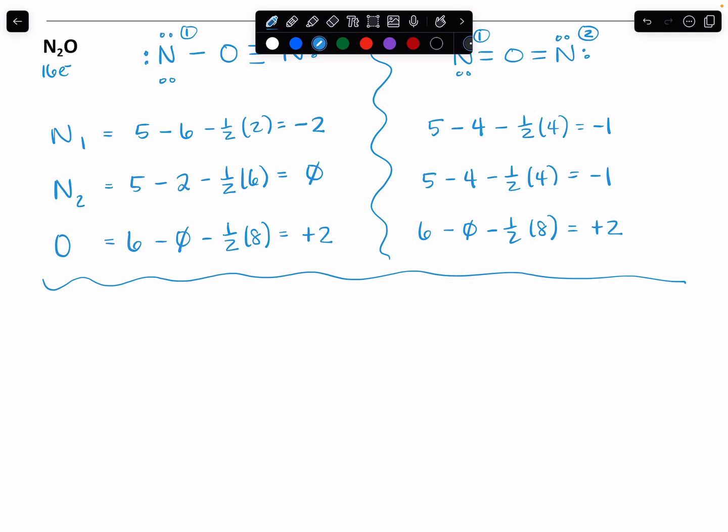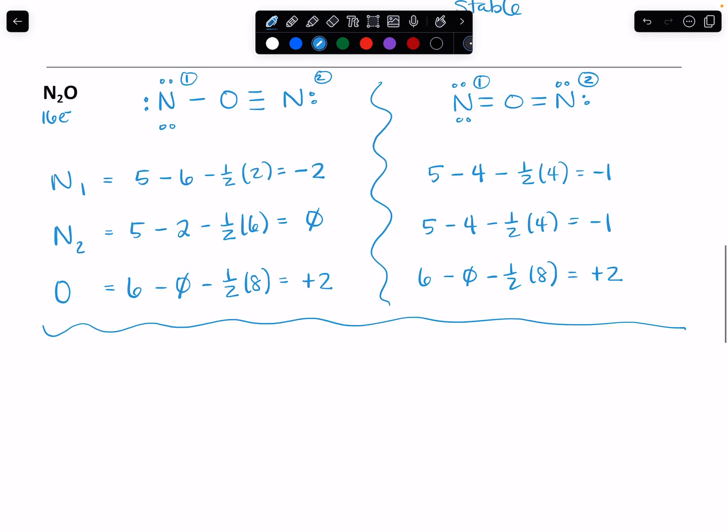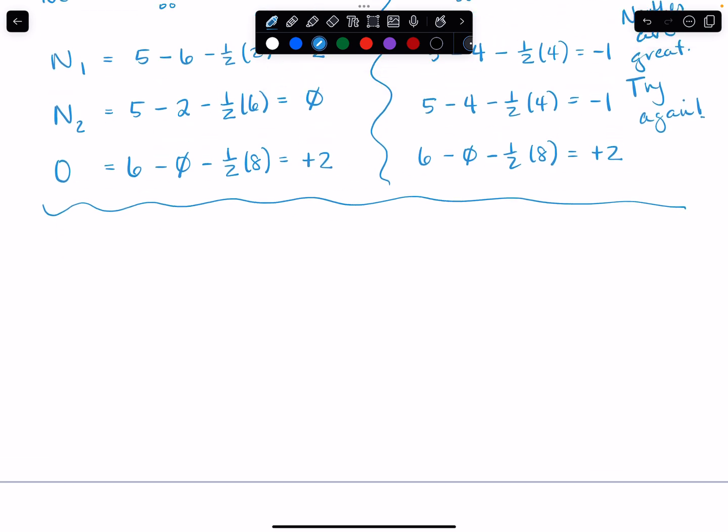So I can't put oxygen in the middle. I think that's what it's going to come down to. So neither are great. Try again. All right, so what do I mean by try again? I'm like, try a different order. All right, so let's put a nitrogen in the middle. So nitrogen, nitrogen, oxygen. All right, so I still have 16 valence electrons.